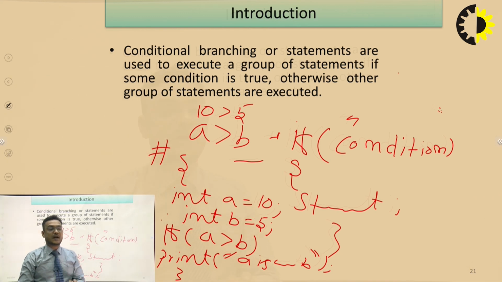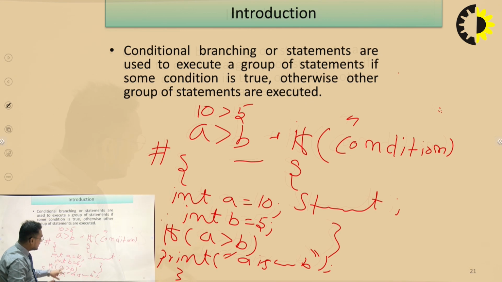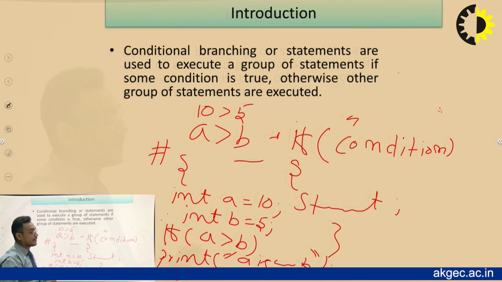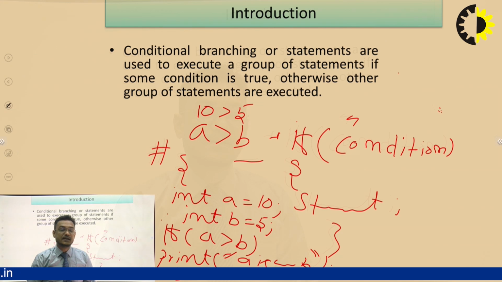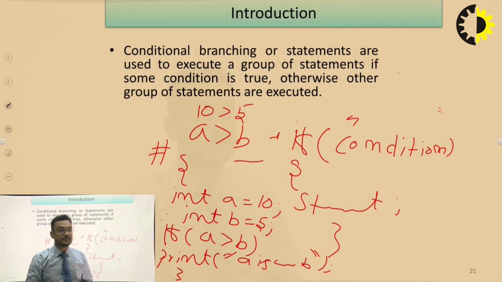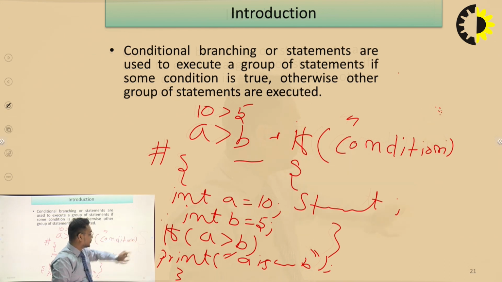When you run this program, what output comes in the console? The output is A is greater than B because the condition is true here. And if you mention A equal to 5, B equal to 10, then definitely your condition is false. When your condition is false, you do not get any answer, because the if statement always represents the true value.